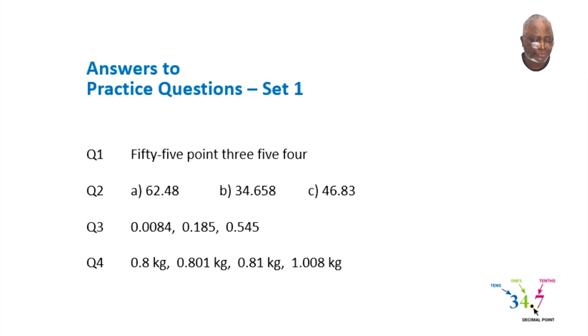All 4 questions, question 2A, B, C, have been organized for you. Question 1, 55.354. Up to question 4, 0.8 kilogram, 0.801 kilogram, 0.81 kilogram, and then 1.008 kilogram. That is from smallest to largest.